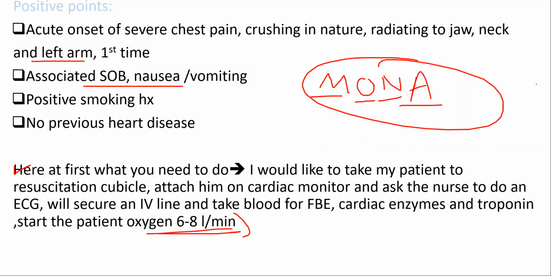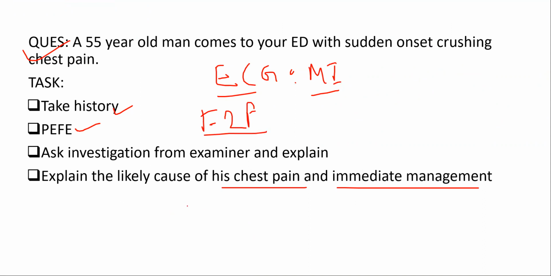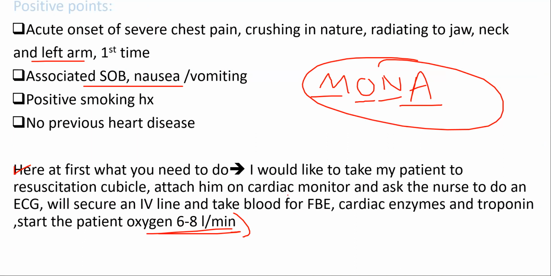So in a nutshell, in this case, if it is an acute MI, let's say they have given you the ECG, and in the ECG you can see that it is a MI. If it is a face-to-face case, you will take the patient to the resuscitation cubicle, and do everything like cardiac monitor, IV line, bloods, and then you will also talk about the monotherapy to the examiner. Then you come back to the patient and do the history.